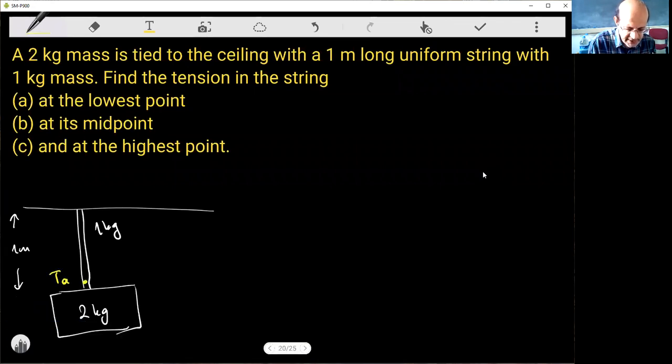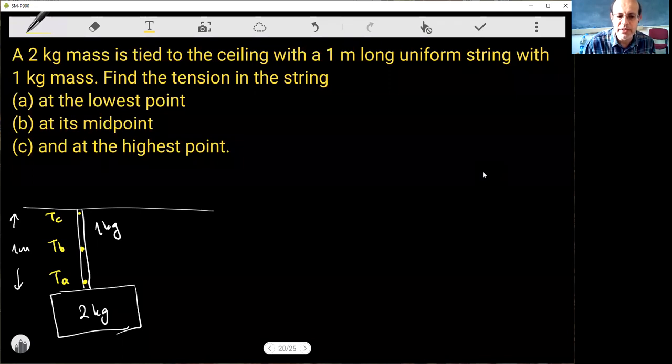Let me write TA in here. In part A at the lowest point, part B at the midpoint, and part C at the topmost point. Okay, so this is one example of what I have been mentioning about the constraint force. The amount of the tension in the string is basically the amount of the force that develops that satisfies the condition. The condition is that this mass is hanging there, it's not moving. And somehow, the tension value should be adjusted so that it satisfies that condition.